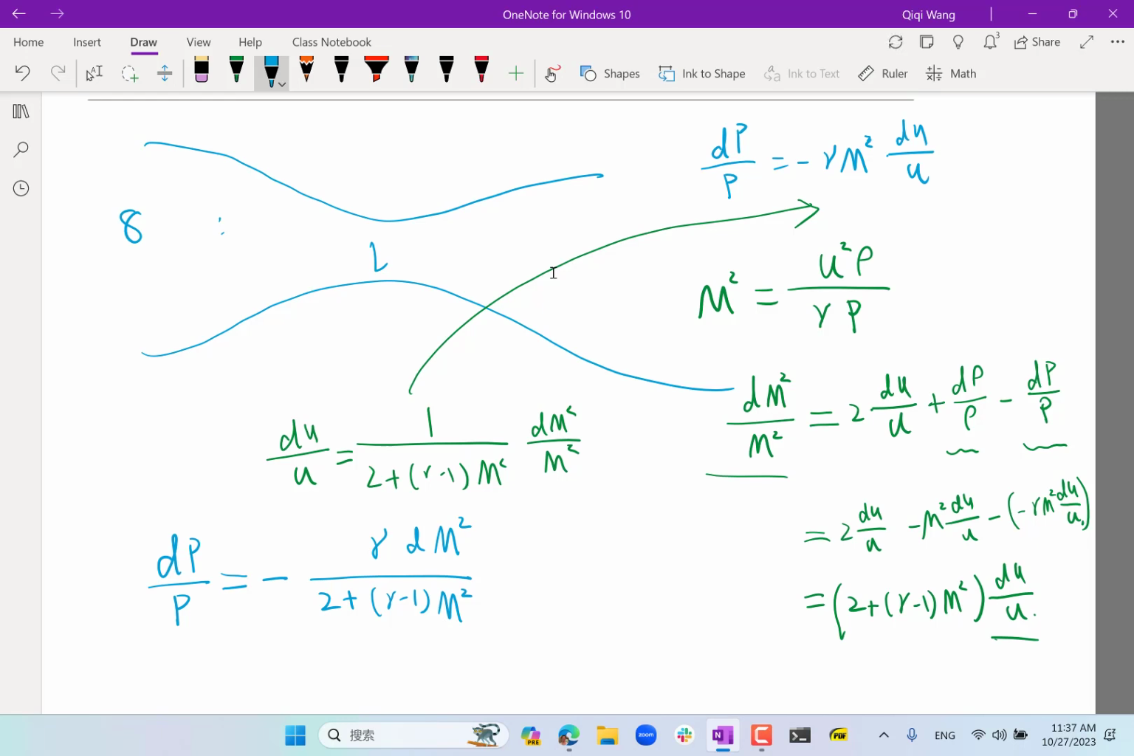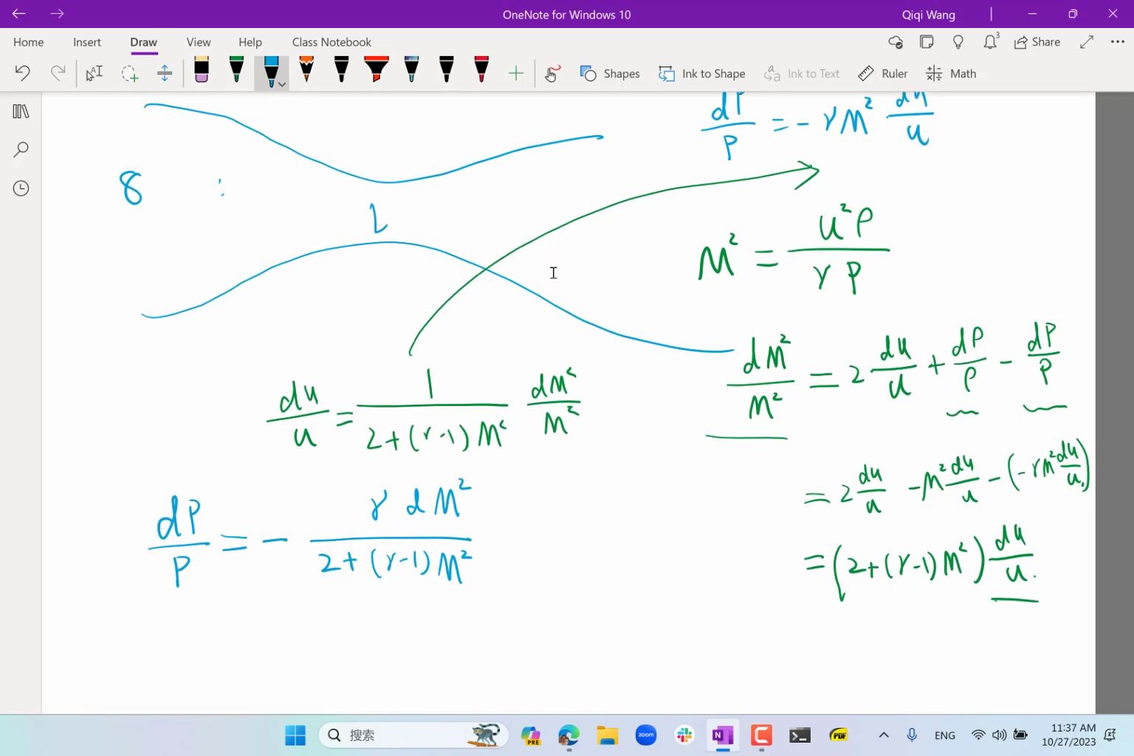All right, good. Now, of course, we see a ratio here. So what we actually do on this is to further do some change of variables. So minus gamma, and underneath here I have gamma minus 1. So I'm going to divide and multiply by a gamma minus 1. So this becomes d of 2 plus gamma minus 1 M squared, divided by 2 plus gamma minus 1 M squared.